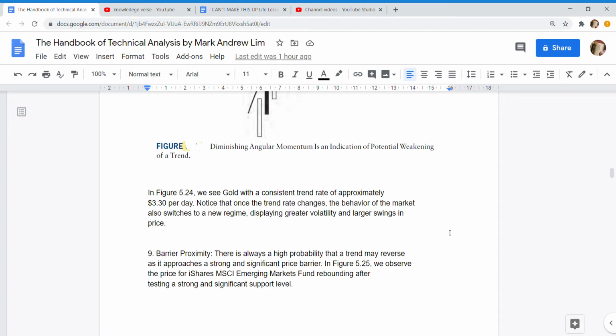9. Barrier proximity. There is always a high probability that a trend may reverse as it approaches a strong and significant price barrier. In Figure 5.25, we observe the price for the iShares MSCI Emerging Markets Fund rebounding after testing a strong and significant support level.